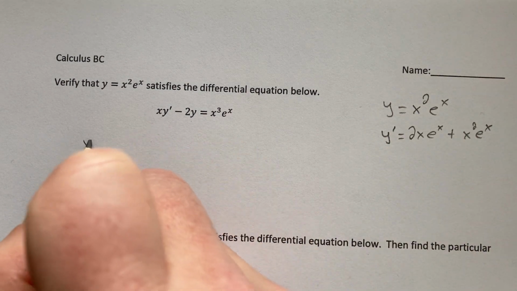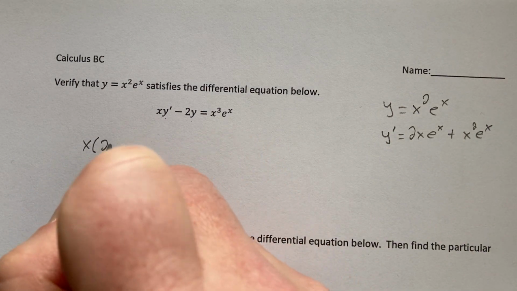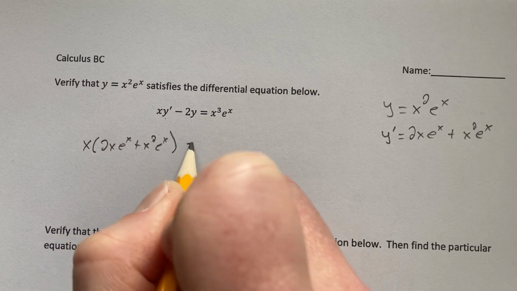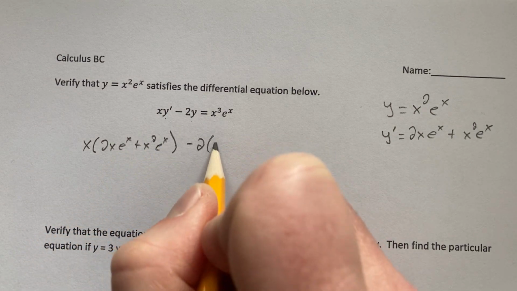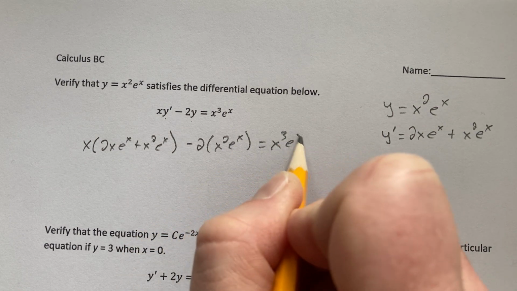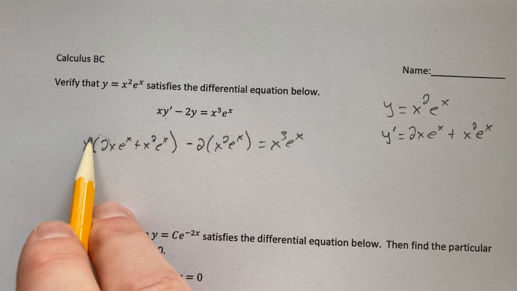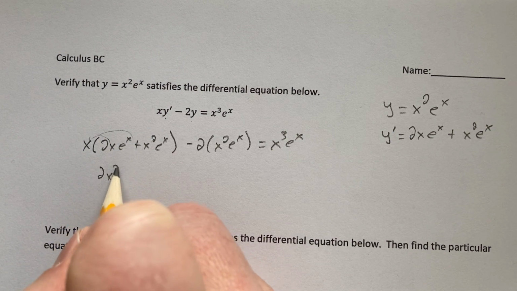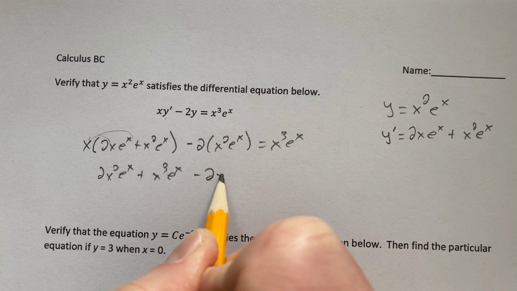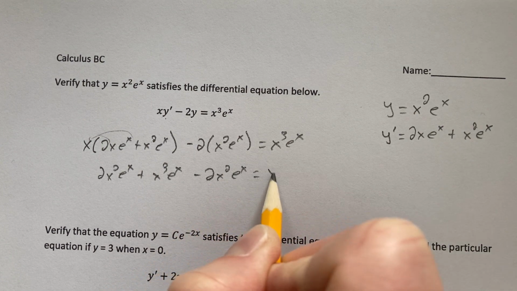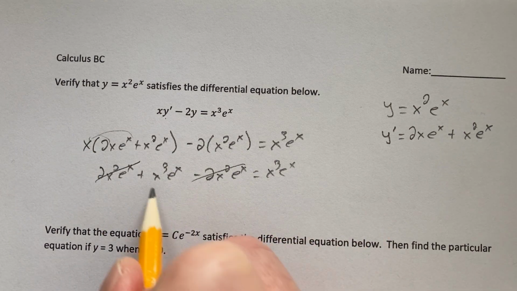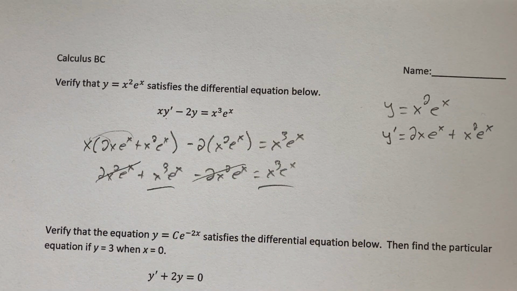So we have x times the derivative, 2x e to the x, plus x squared e to the x, minus 2 times the function, x squared e to the x, equals x cubed e to the x. All right? Now if we distribute this, I get 2x squared e to the x plus x cubed e to the x minus 2x squared e to the x equals x cubed e to the x. These cancel. And I've got what I want.